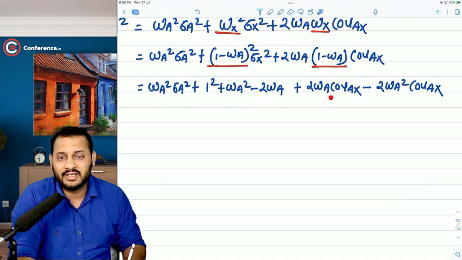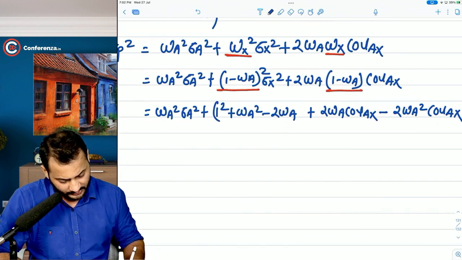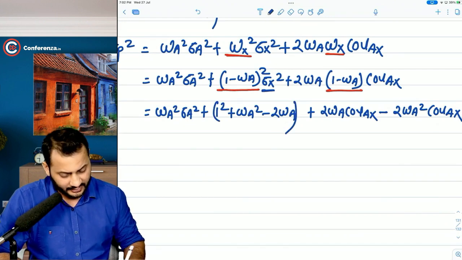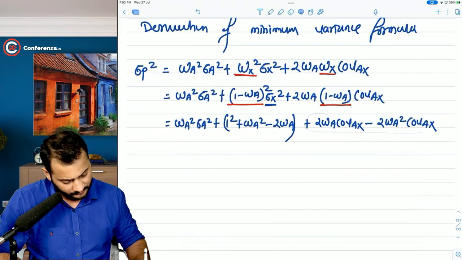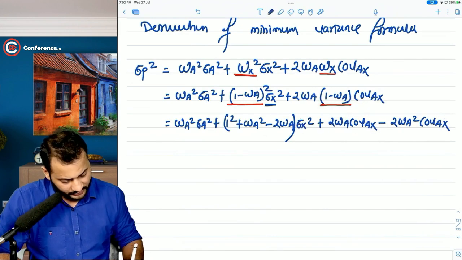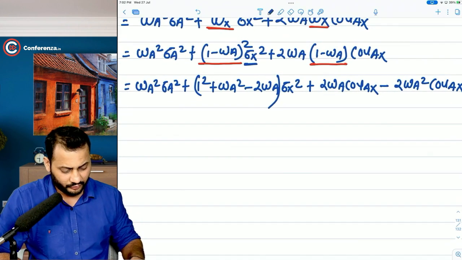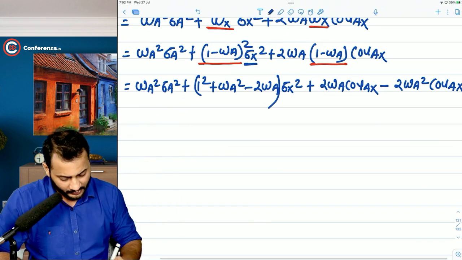Now what is the next stage? See, one thing that we have missed out on this equation is multiplying this with the entire standard deviation of X square. Okay, let me just write it down. Standard deviation of X square. So one more step we are going to follow. We are going to multiply that standard deviation of X square with the bracket.